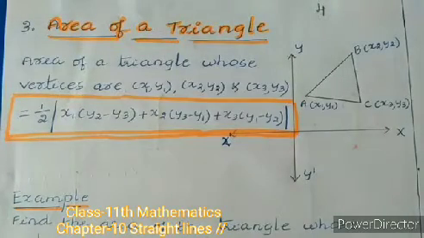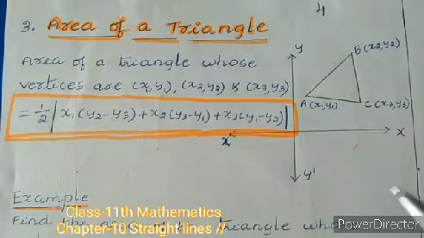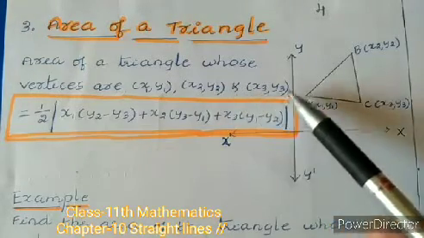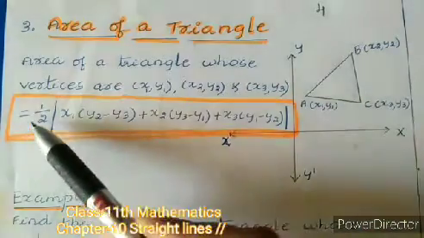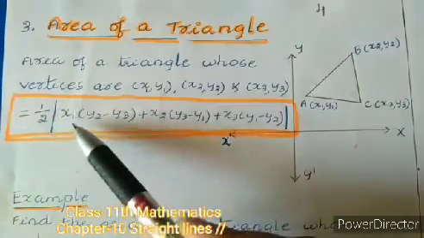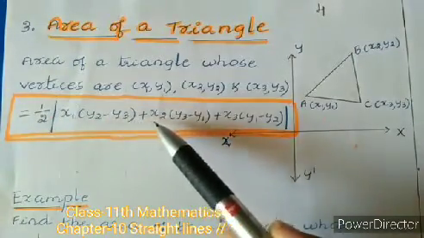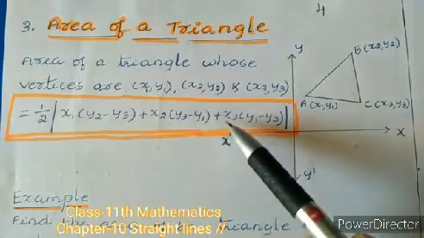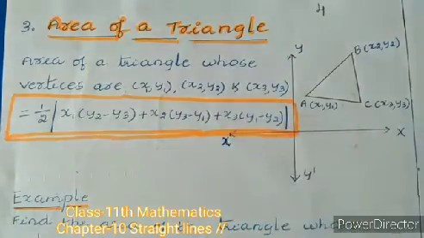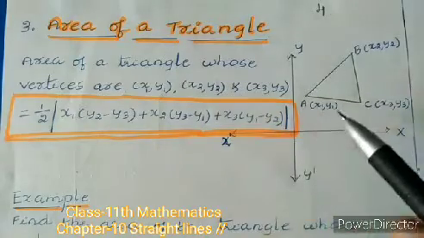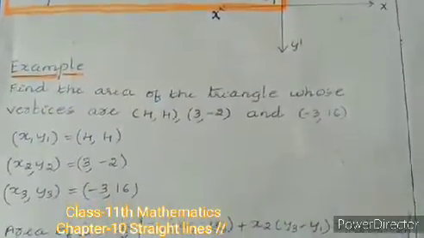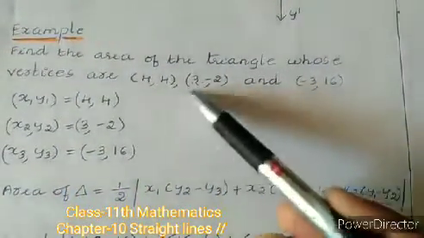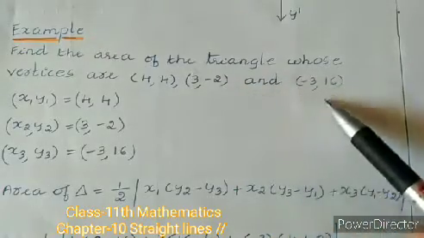Next we have the third formula, that is the area of a triangle. If the three vertices are given, that is, let us say x1, y1, x2, y2 and x3, y3, then we can find out the area of the triangle by using this formula, that is equal to half modulus of x1 into (y2 minus y3) plus x2 into (y3 minus y1) plus x3 into (y1 minus y2). So by using this formula, you can find out the area of a triangle. For example, let us say that you want to find out the area of the triangle whose vertices are (4, 4), (3, minus 2) and (minus 3, 16).